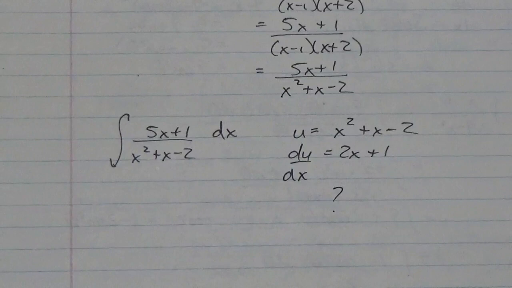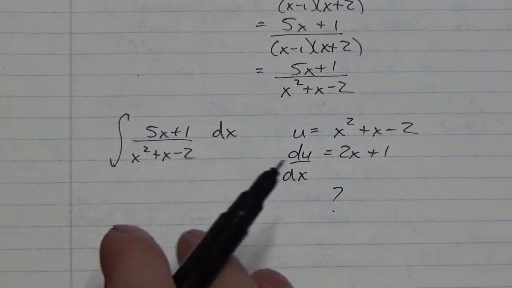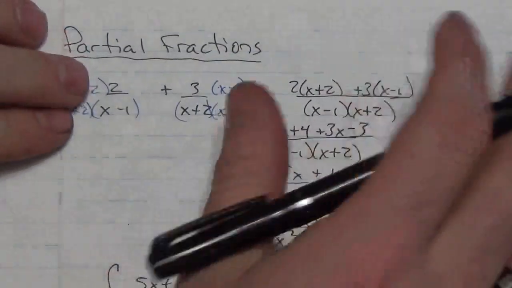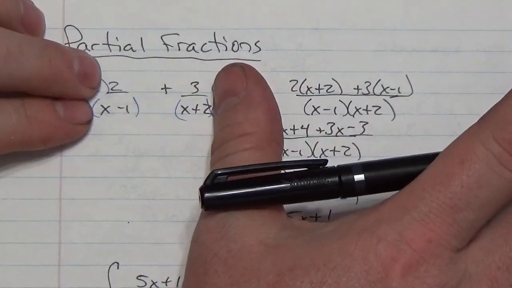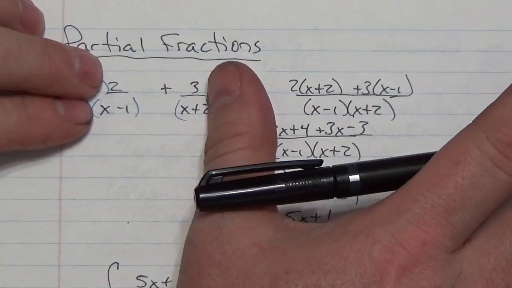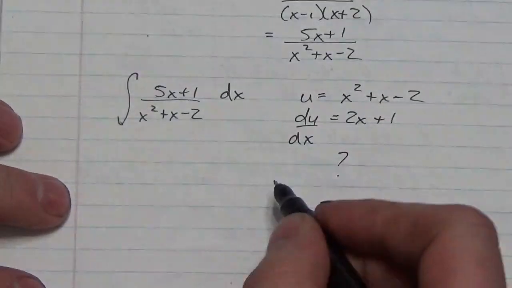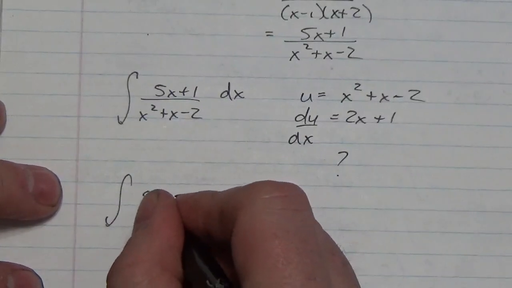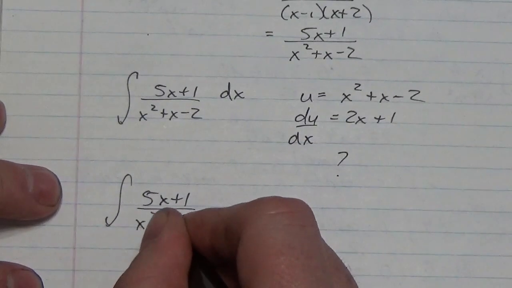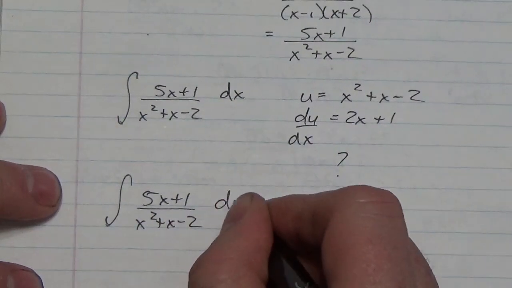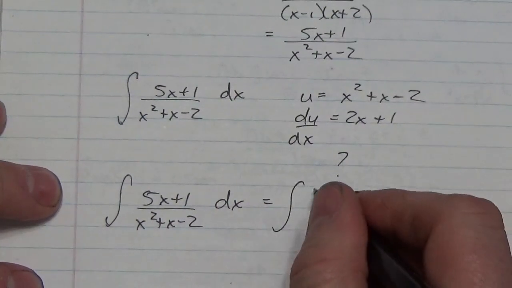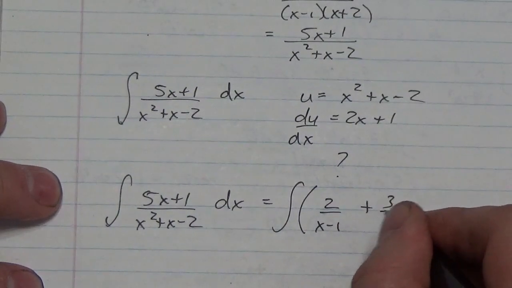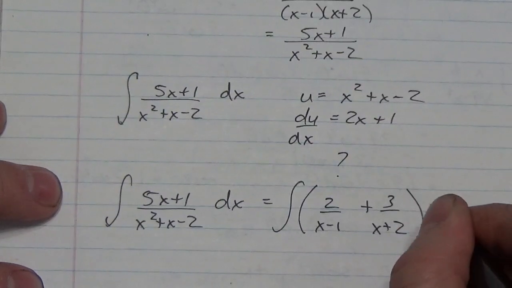So how do I do this? Well, I already know that this expression right here is equal to those original two fractions that I started with. So what I could do is take that integral, the integral of 5x plus 1 over x squared plus x minus 2 dx, and rewrite that as the integral of 2 over x minus 1 plus 3 over x plus 2 dx.